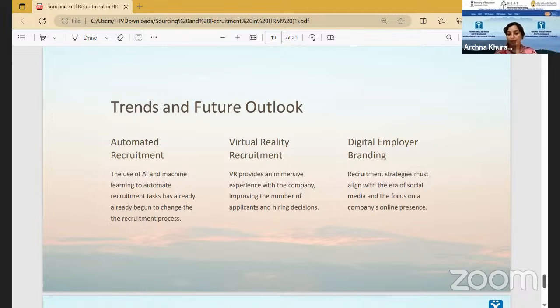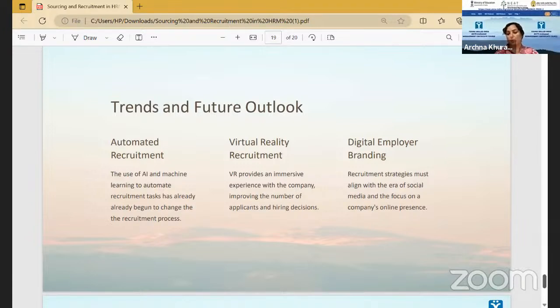Then virtual reality recruitment. Similarly, like we talked about virtual reality in training, we can also use it for recruitment and taking faster decisions. You can actually give them an experience using VR, that these people are in a situation from where they have to get out or they have to give the solution. So it's like a practical case study that you can run through VR, and then these people can be hired on the basis of the solution that they are giving.